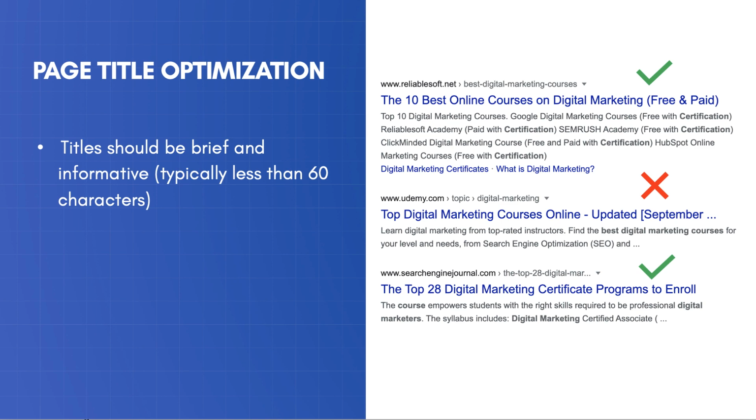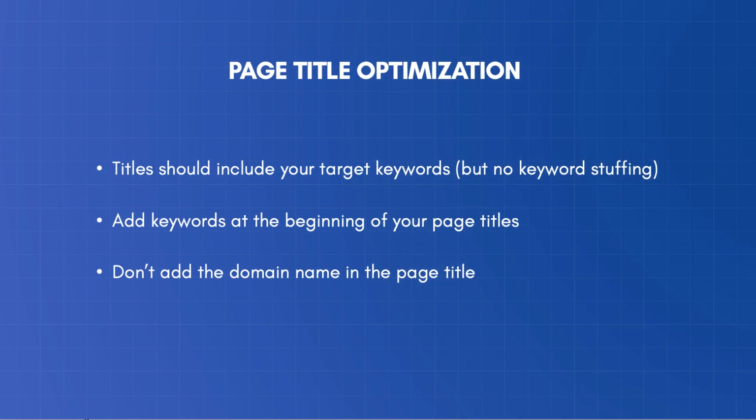Let's see how to optimize your titles for SEO. Titles should include your target keywords. This is extremely important for SEO, and it's not against any Google guidelines. On the contrary, it's a good SEO practice. Having keywords in the title helps search engines associate your page with relevant search queries and increases your chances of ranking for those keywords. When possible, add your target keywords closer to the beginning of your page titles. This helps search engines understand right from the start what keywords the page is targeting.